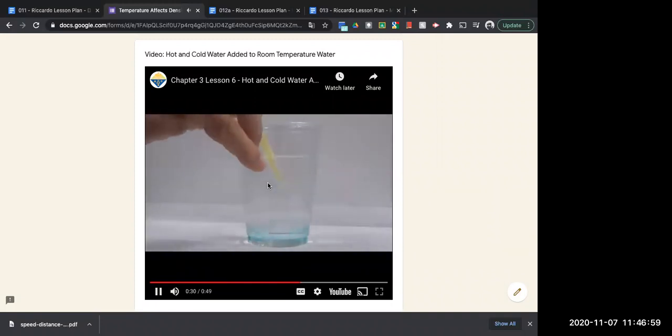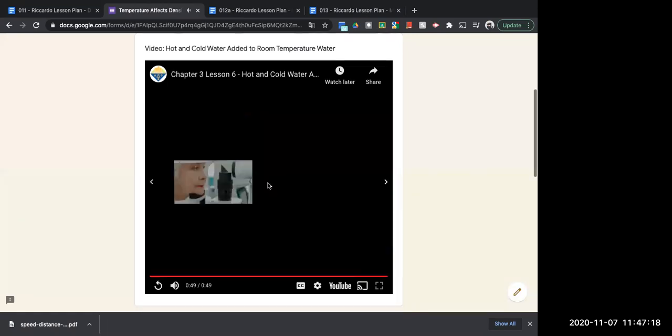Now, we'll add hot water to the room temperature water. The hot water has been colored yellow. Where does this hot water go? What does this tell you about the density of hot water compared to the density of room temperature water? Cold water sinks and hot water floats.